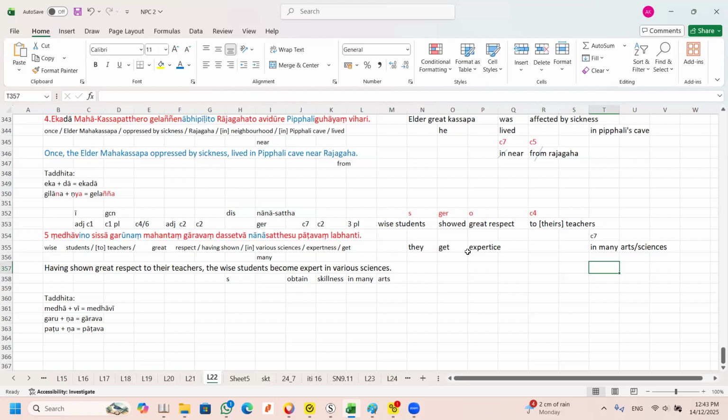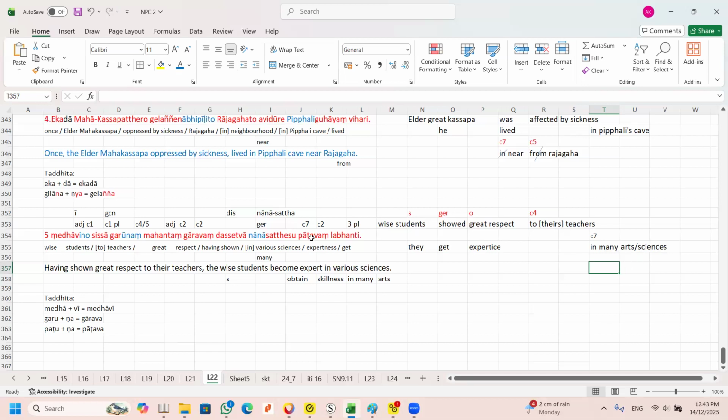Plural. They get. Okay, they get. This is the object, Patavam. So get. I put "expertise", but after I showed you the dictionary, expertise. In this case, nana is many, and then this is satta. Satta is a craft. It can be a craft, an art, or a science. So we don't know which is which, because it's something to do.